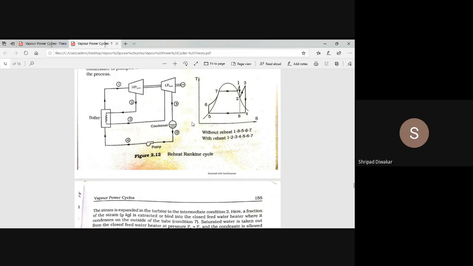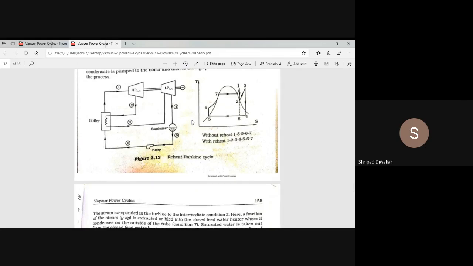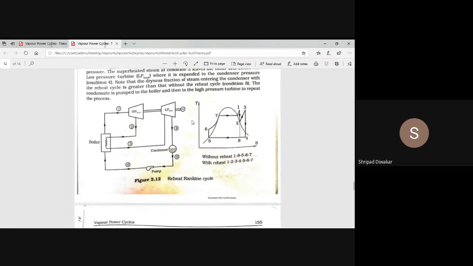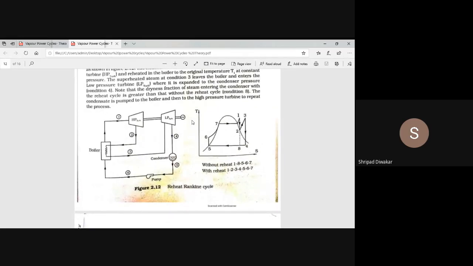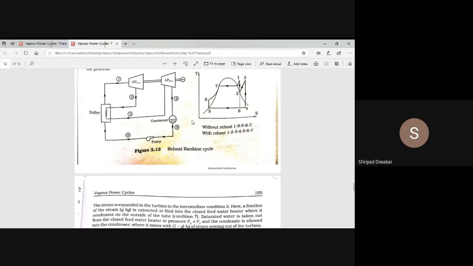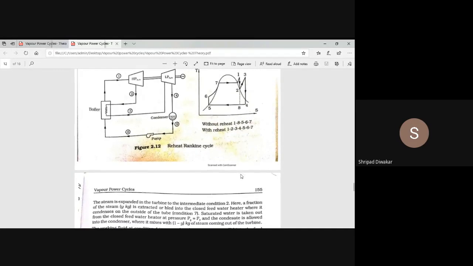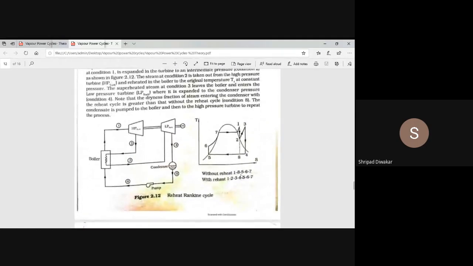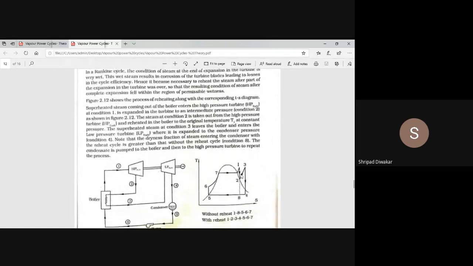When the dryness fraction of the steam is reduced, it means that the condition of the steam is good. So when the condition of the steam is good, you'll get more efficiency. Hence, the dryness fraction with reheating is less as compared to the dryness fraction without reheating. That is the reason. Hence, in this way, we can increase the efficiency. This is how to explain a reheat Rankine cycle.